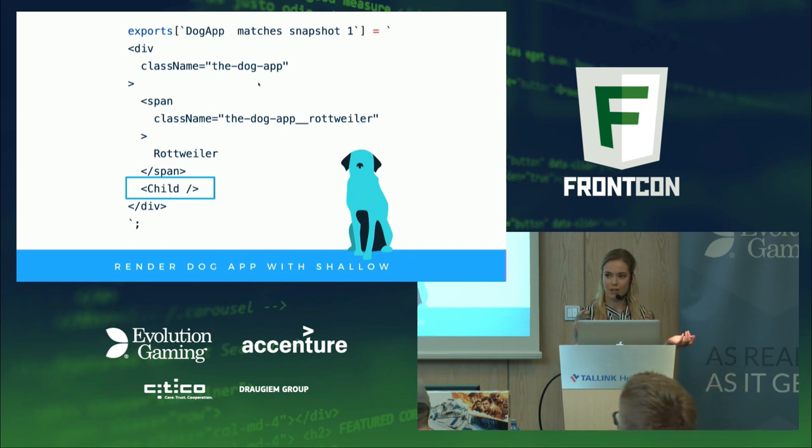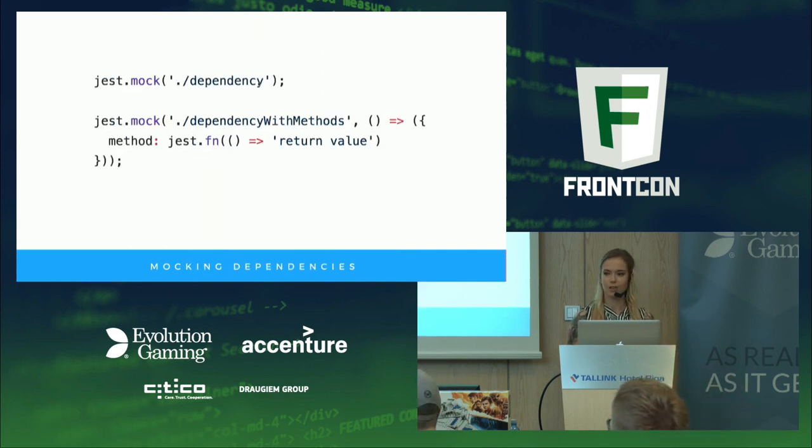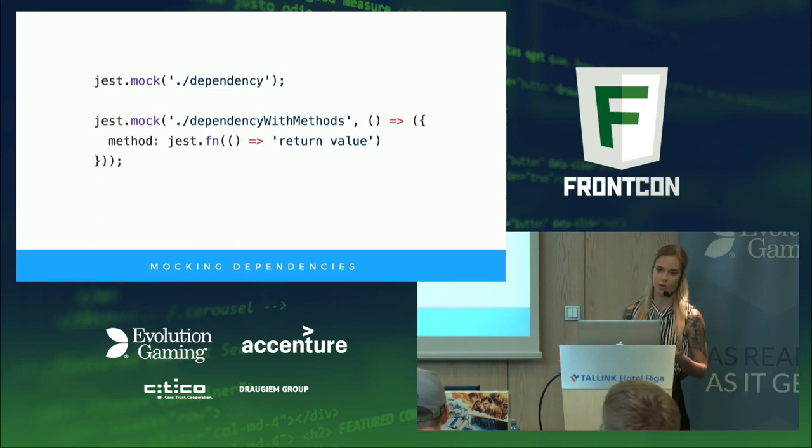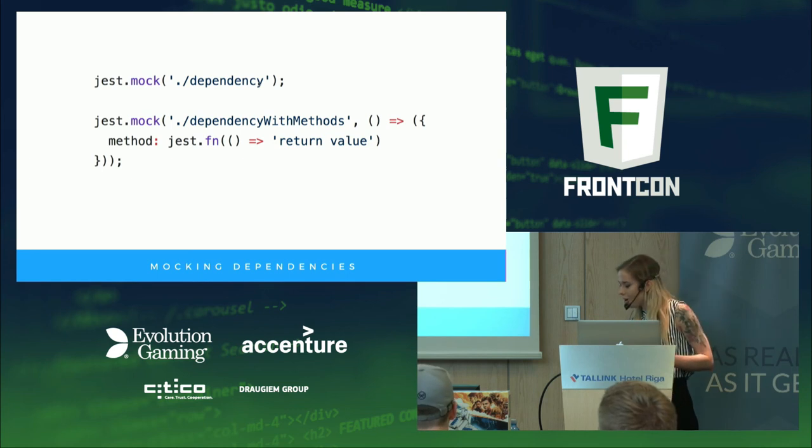And talking about mocking with Jest, it's very simple. For mocking out dependencies, you can just use this jest.mock method. And usually you want to mock out dependencies, like you wouldn't want to use real API calls or things that could change over time. Oh, sorry, time's up.